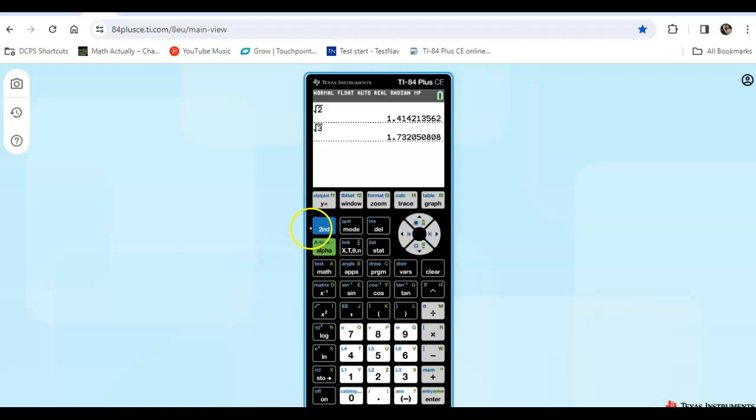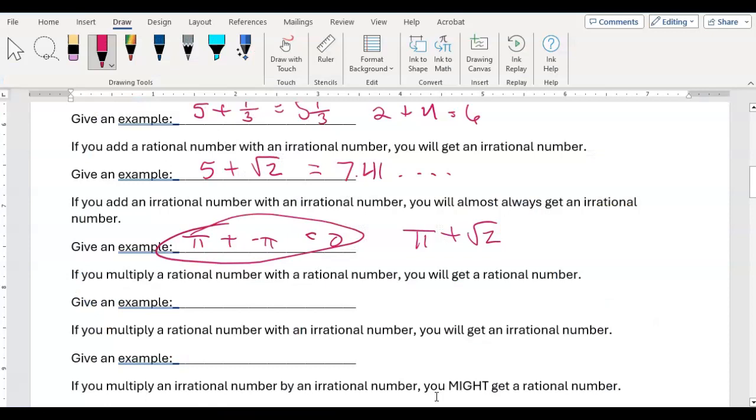Let's take a look at this example. So second pi plus the square root of 2 gives us an irrational number, right? If we multiply a rational number with a rational number, you get a rational number, right? So if I multiply 2 times 1/5, I get 2/5. It's a ratio of two integers.